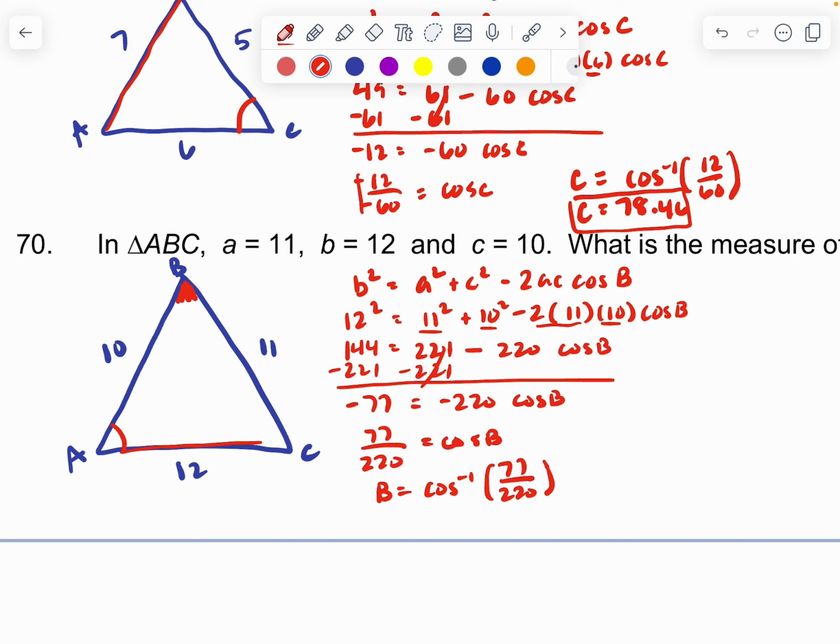Okay, so we do second cosine, what was it, 77 divided by 220. And I got about 69.5 degrees. So B is 69.5 degrees. So let's put that in, 69.5.